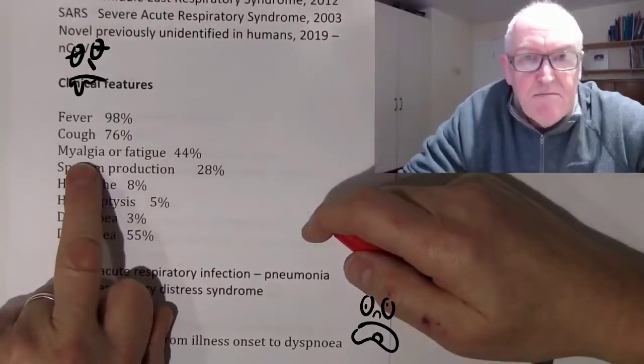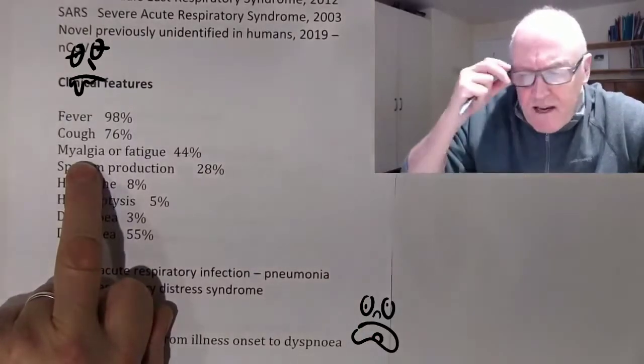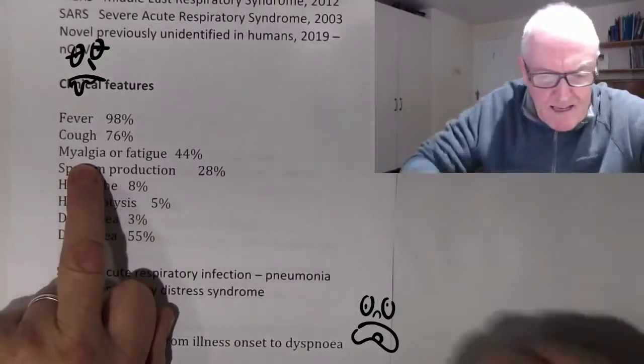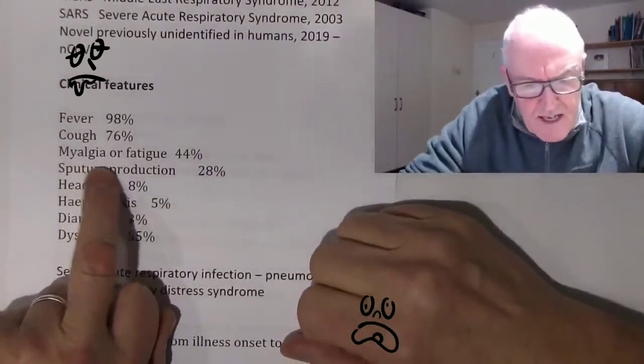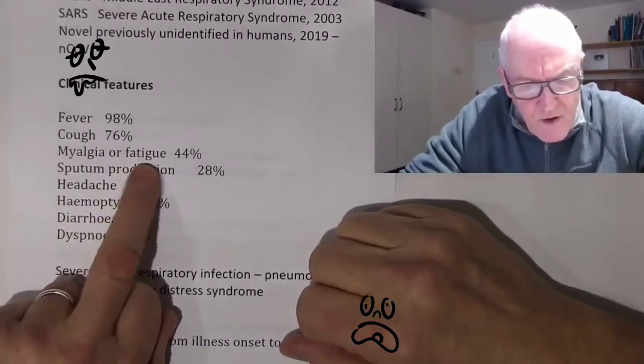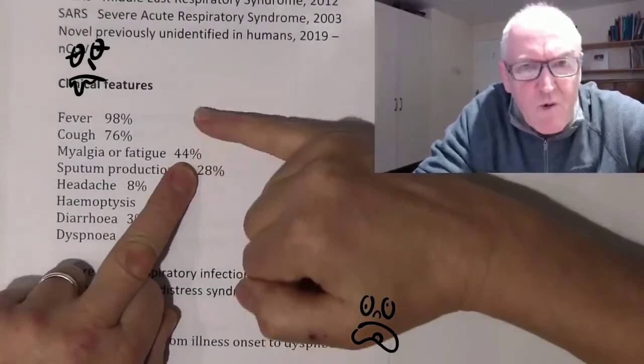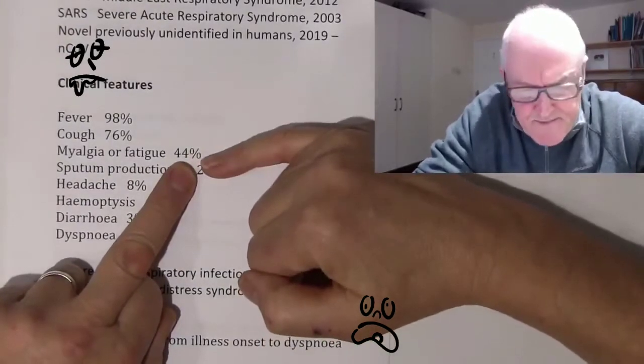Myalgia is pain in the muscles. Remember how you've had flu and you just ache everywhere, it's like achy limbs, myalgia, and fatigue, 44%. I think it goes without saying that with these infections you just feel awful, you have general malaise.